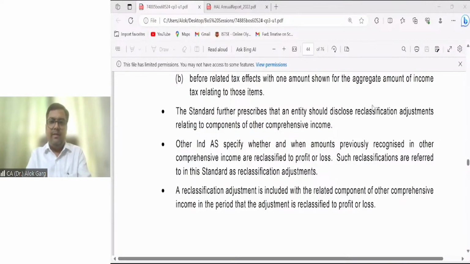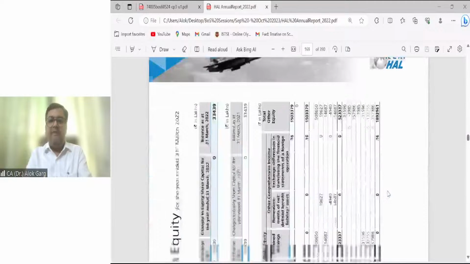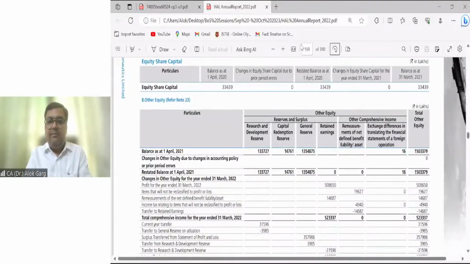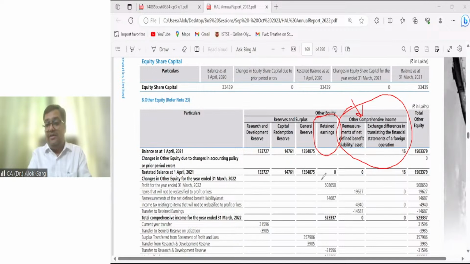Let me show you. In the same balance sheet, again, now we are discussing statement of changes in equity. So friends, you can see this other comprehensive income, right? So this other comprehensive income will be shown as a separate reserve and the profit for the period has to be shown as other retained earnings, right? The profit has to be shown in the retained earning, other comprehensive income has to be shown separate. Is that clear, friends? I hope it is clear.